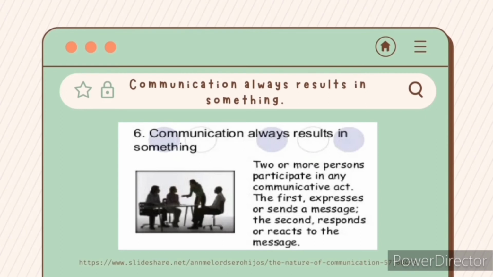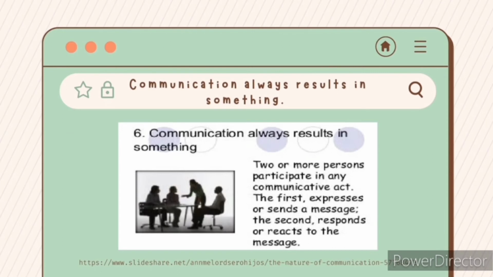Finally, here's the sixth principle and characteristic of communication with Miss Vanessa Lastimosa and Mr. Jeremy Balbuena. Communication always results in something. The purpose of communication is to elicit a reaction and alter behavior. The sender's ability to express their thoughts effectively and the recipient's ability to hear them with understanding are the most crucial components.